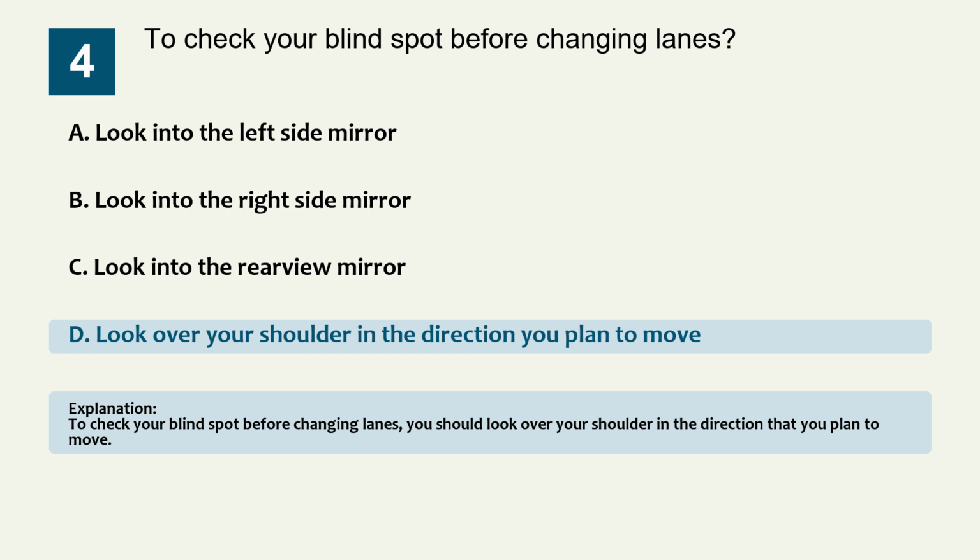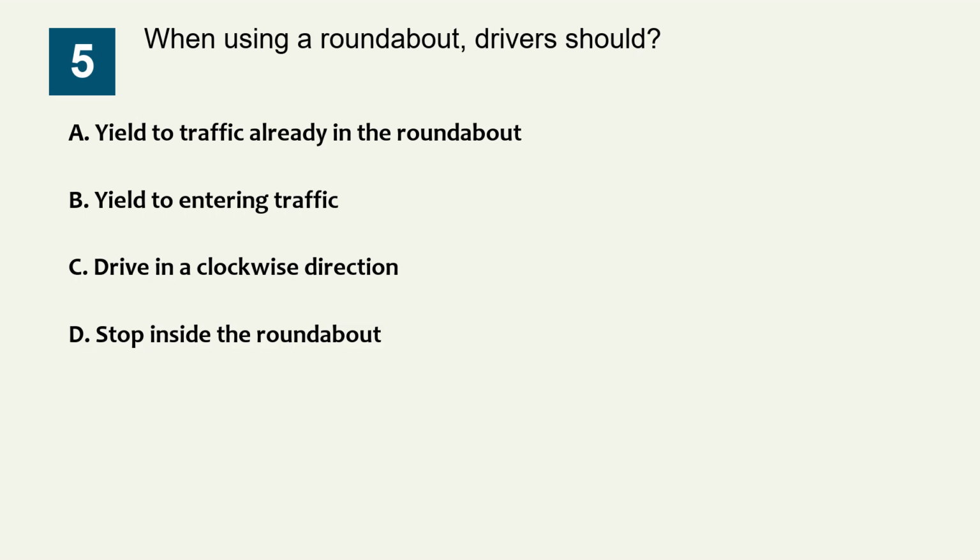Question 5. When using a roundabout, drivers should: Option A, yield to traffic already in the roundabout. Option B, yield to entering traffic. Option C, drive in a clockwise direction. Option D, stop inside the roundabout.